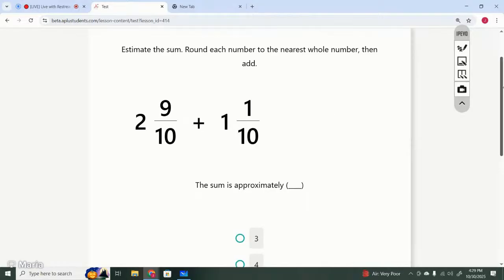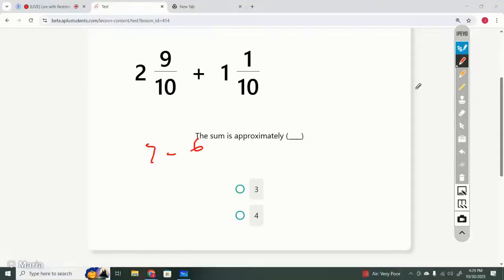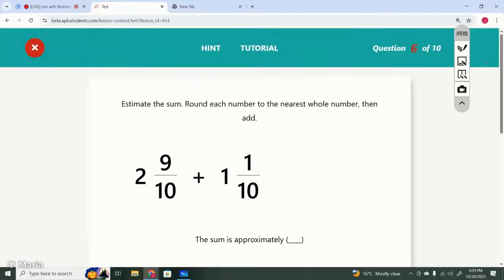Two whole 9 by 10 would be rounded to 3, and 1 whole 1 by 2 would be rounded to 1. So 3 plus 1 is 4. Option number 2 is the correct option. Okay, you can complete the lesson by yourself later today. Let me just move on to the next lesson.